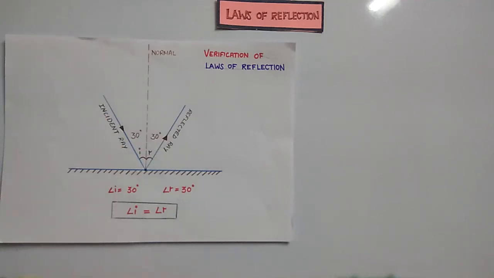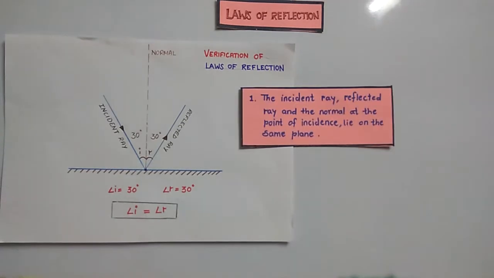Today we are going to practically verify the laws of reflection of light. The first law of reflection says that the incident ray, reflected ray and the normal at the point of incidence lie on the same plane.